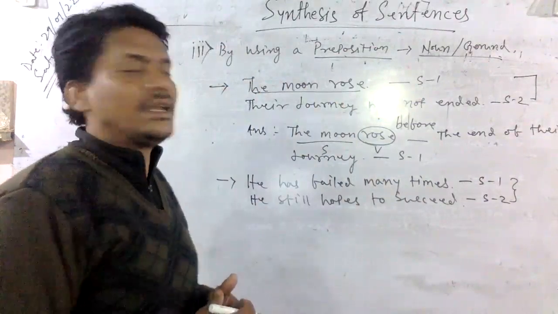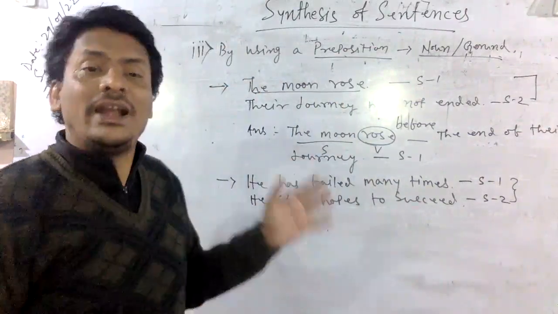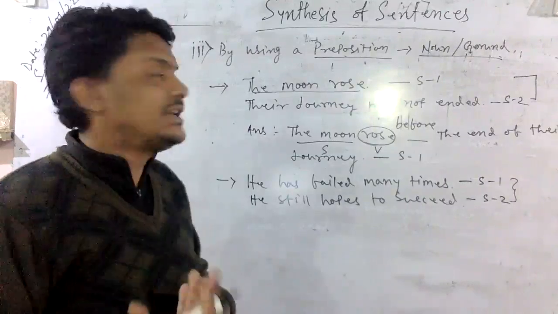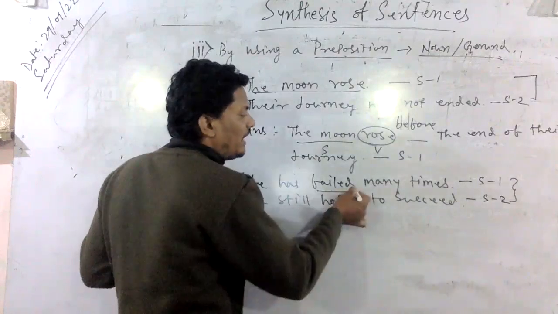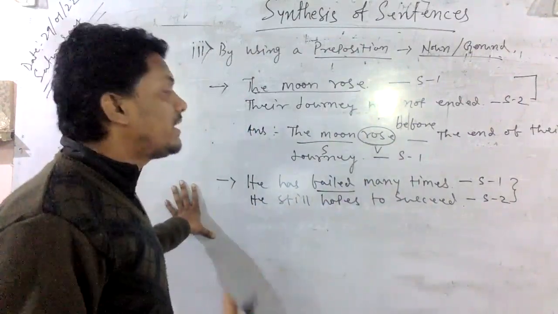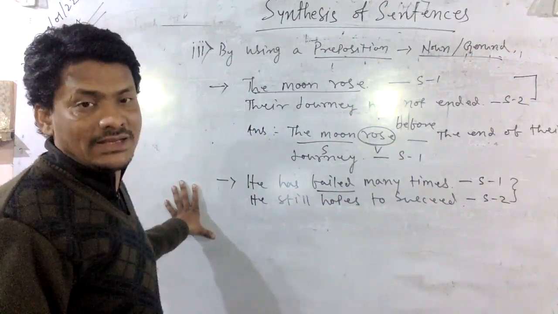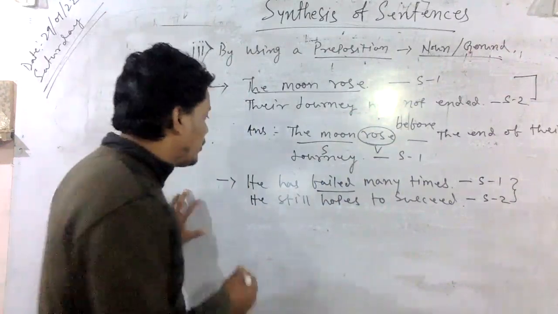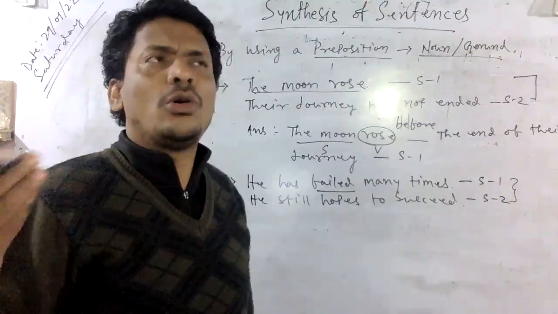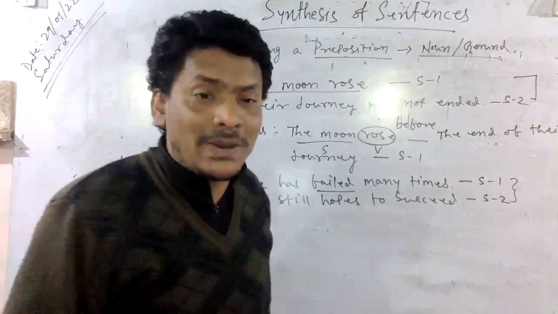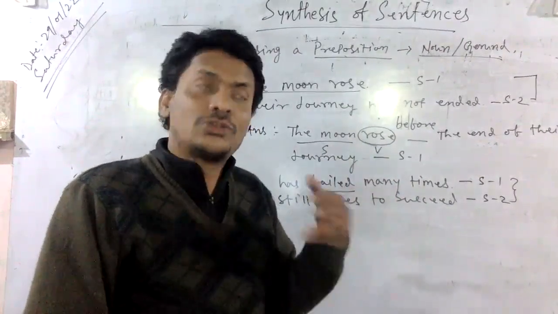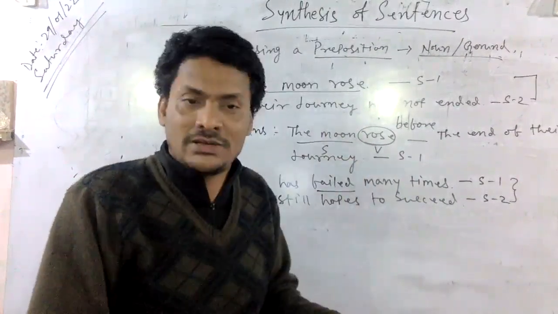So how do we use it? We can say, he has failed many times, he still hopes to succeed. So you can say, in spite of many failures, he hopes to succeed. In spite of: failed, a verb, will be changed into the form of a noun. If I am using although, though or yet, they are called conjunctions, but despite is a preposition. So I need to use a preposition. For a preposition, I can use despite or in spite of.